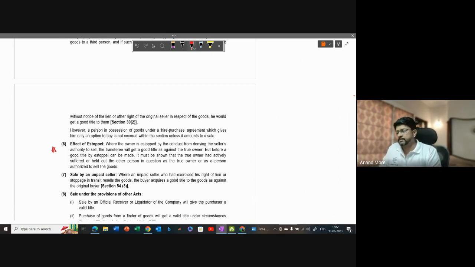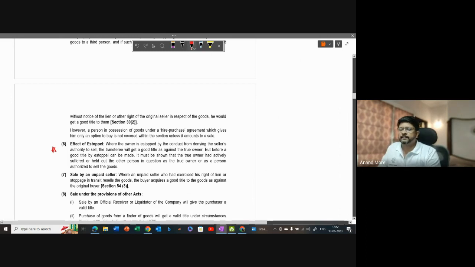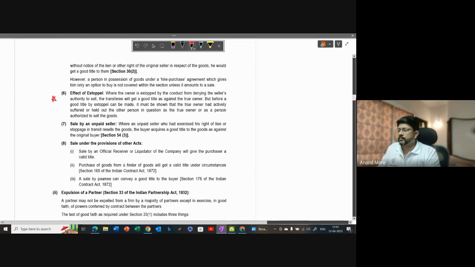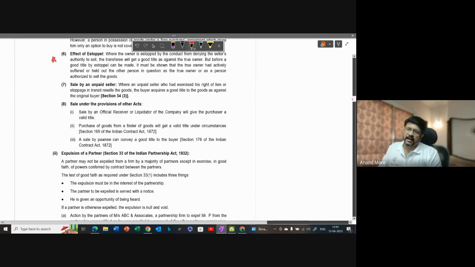Then next, sale by an unpaid seller. This is already known to us. Section 54 may have a point here. And then sale under the provisions of other acts. For example, there can be an official receiver under the Companies Act, or there can be an auction, etc. Then sale by a finder of the goods, that person who is now automatically entering into a quasi contract. He is a finder of the goods.